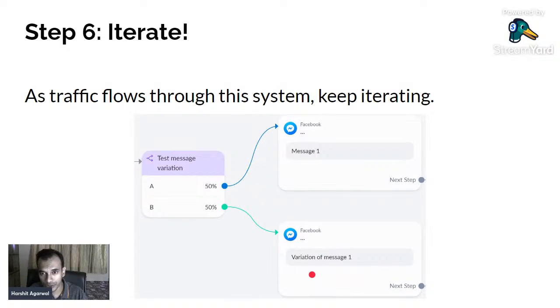As the traffic flows through the system, we test out different messages, different variations, and keep improving the flow. So this is very important. Through these iterations, we can greatly improve the retention rate and greatly improve the conversion of the lead magnet.